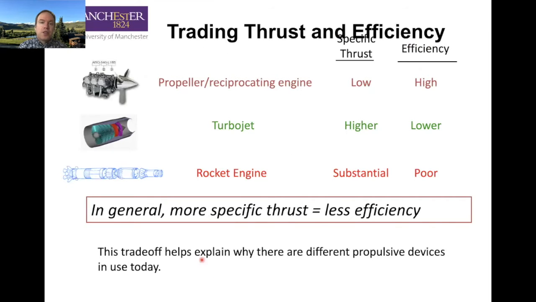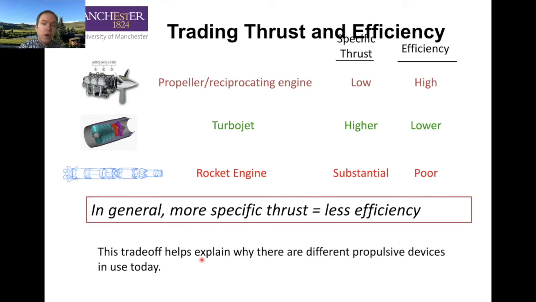Okay, so we just did that little bit of math. I want you to think about this. In general, for our thrust devices or propelling systems, we trade thrust versus efficiency, but really it's specific thrust versus efficiency, because efficiency is how much thrust you can produce for energy input, and specific thrust is how much thrust you can produce for a given mass of propulsion system or mass flow rate of fluid.